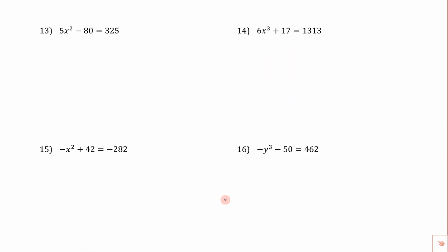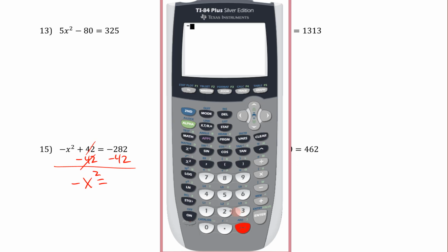Okay, we're on the back side with number 15, and you'll notice that this has a square on it. So this is a quadratic equation. So we're going to use the same type of technique. We're going to isolate that square right there. So the first thing we're going to do is subtract 42 from both sides. So we'll subtract 42 from both sides. Those cancel each other out. Please don't forget the negative. So we've got negative x squared, and then on this side we've got to figure out what negative 282 minus 42 is. Now you might be able to figure that out in your head, but I'm going to grab the calculator. So I'm going to throw into the calculator negative 282 minus 42 and see what we get there.